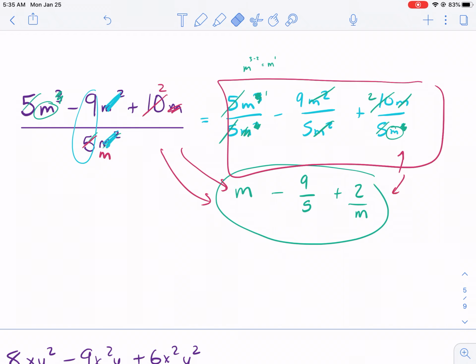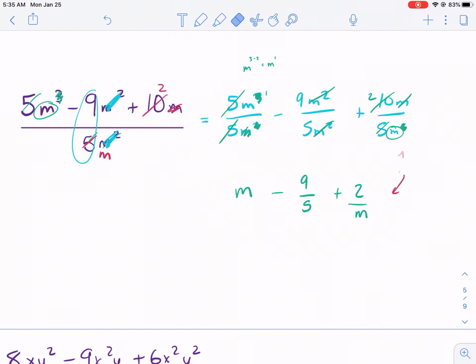I have way too many arrows. Let's get rid of some. Okay, so then this was our final answer.